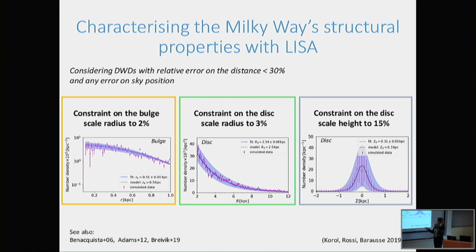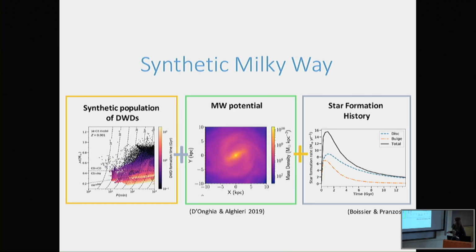So what I found by doing this exercise is that I can recover the bulge scale radius to 2%, the disk scale radius to 3%, and the disk scale height to 15%. And this is a competitive measurement with those using optical stellar tracers. So the next question that I asked myself is, okay, we can see the whole galaxy, we can describe its shape, but can we see also the details in its structure?